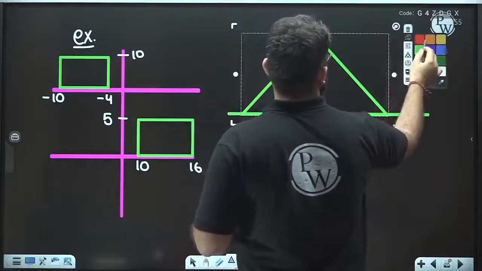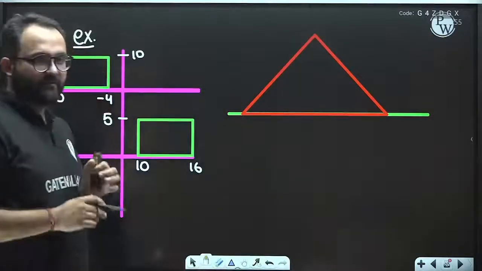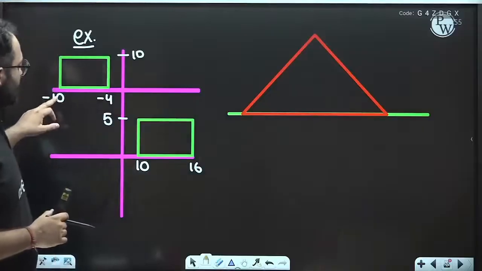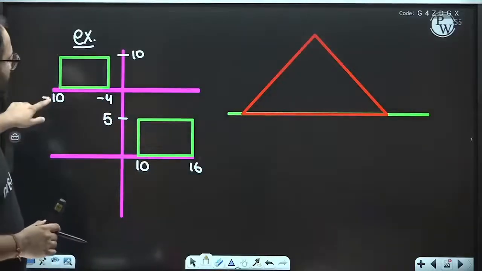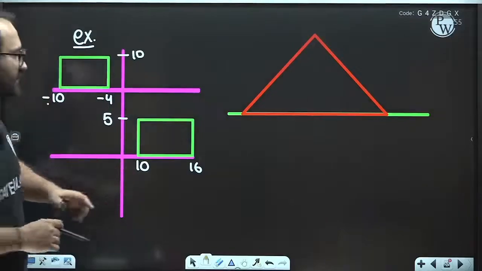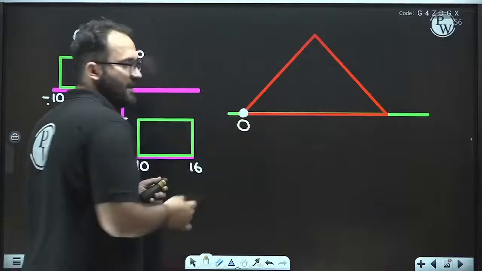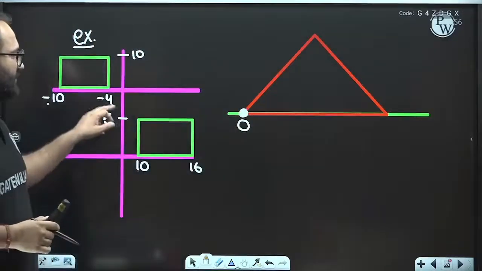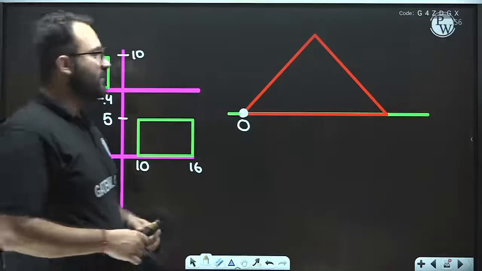We will get a triangle. We can get the initial location, the starting location. The starting location is adding the starting locations of the two rectangles, -10 plus 10, that is 0. What is the end location? Add the end values, -4 and 16. So the end value is 12.